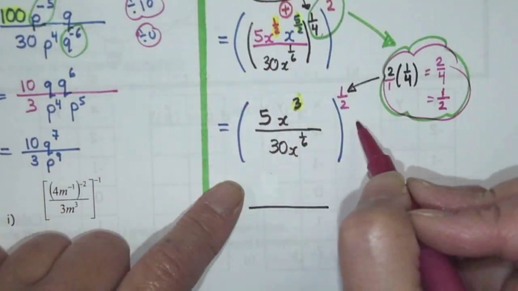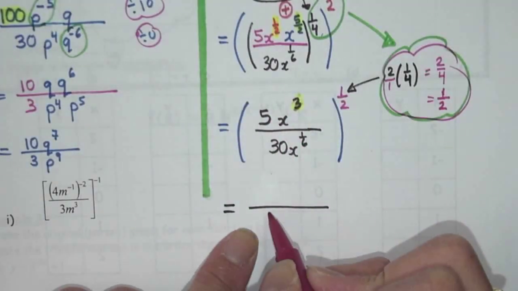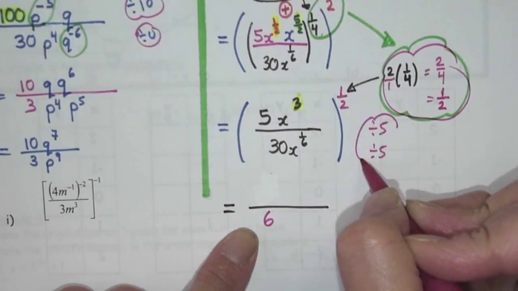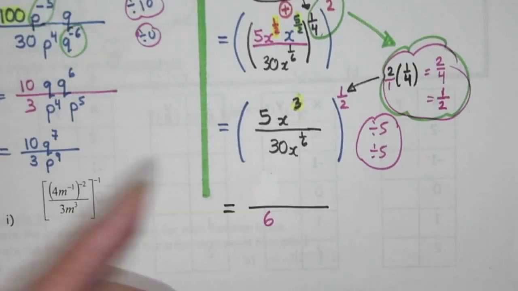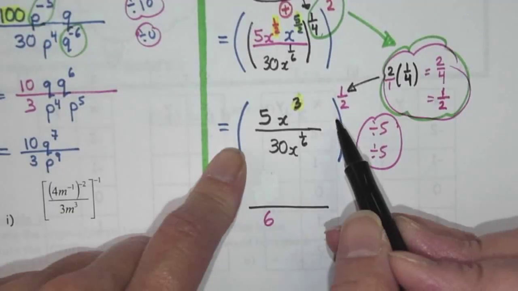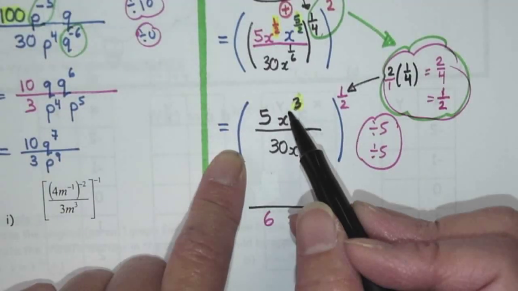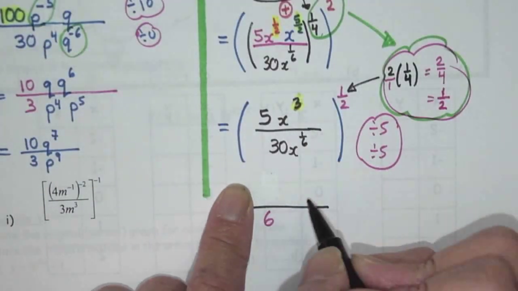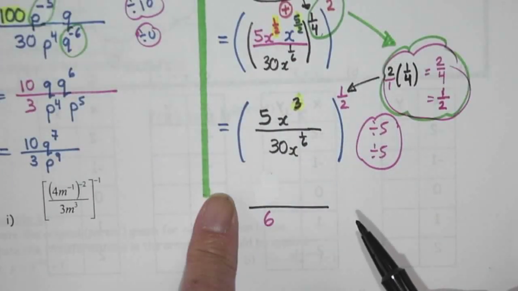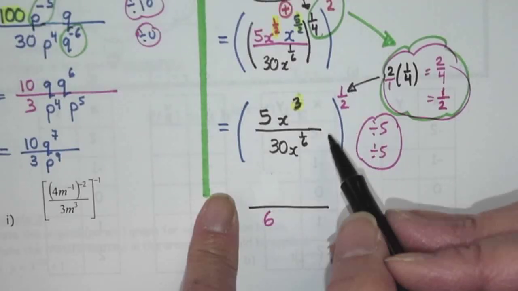I kind of want to divide top and bottom by 5, so it'll be 6, right? So that's when you divide top and bottom by 5. Again, you don't have to show that, but you're doing that. So it's 6 on the bottom, a little bit easier. Okay, and then do you want to bring in the 1/2 now and then subtract, or subtract and then bring in the 1/2? Yeah, 1/2 times 6.